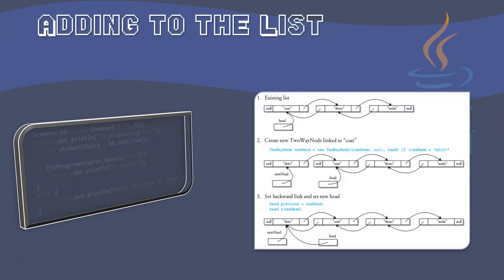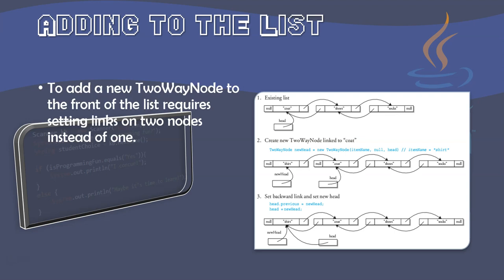So when we start looking at adding these nodes into our list, if we want to add a new TwoWayNode to the front of the list, this is going to require setting links on the two nodes instead of one, because obviously we have more links to manage. Now, the general process is shown here. We have an existing list in this example, and we can see we have our two links that we're pointing. So we're pointing to the next node and a reference back to the previous.